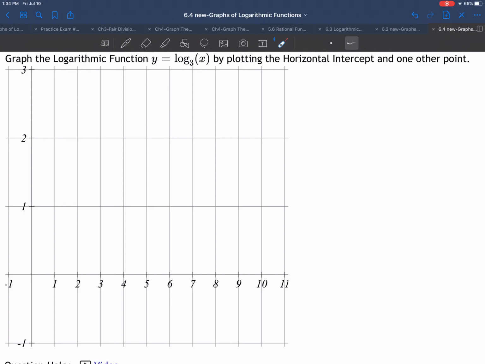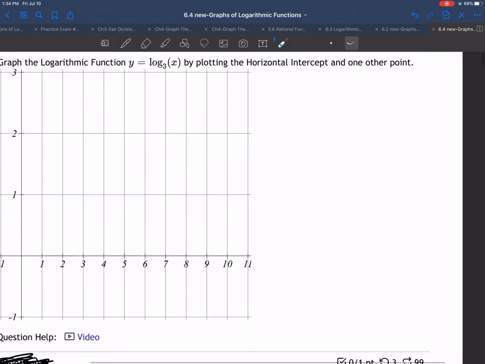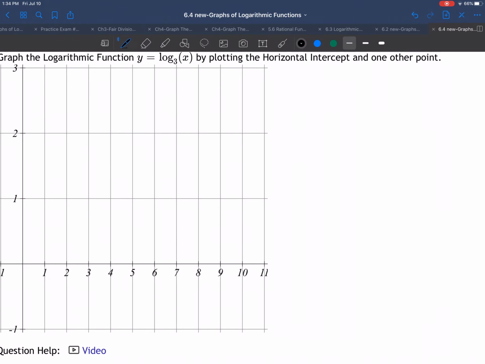Here's an example, our first example, of graphing a log function. So they want us to graph on this graph here a log function. So let me help with this. What do log functions look like first off?